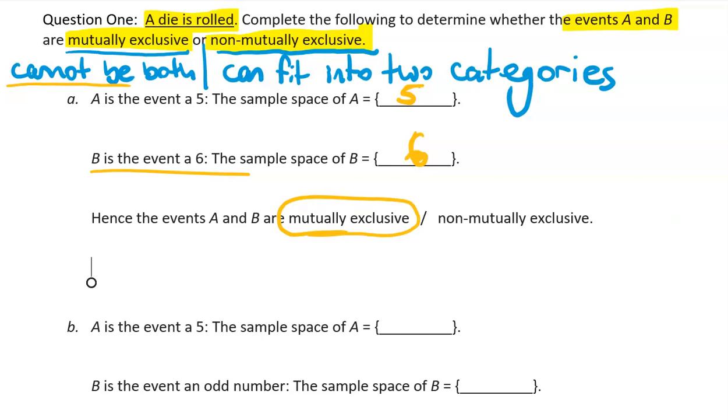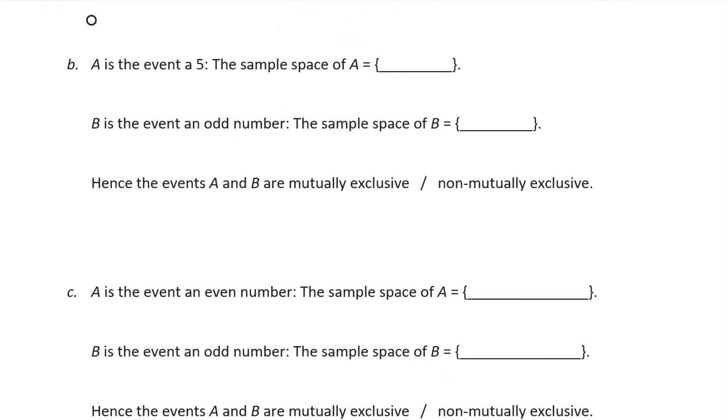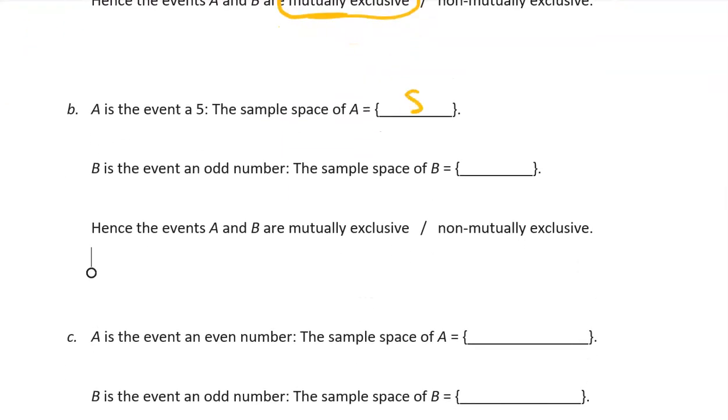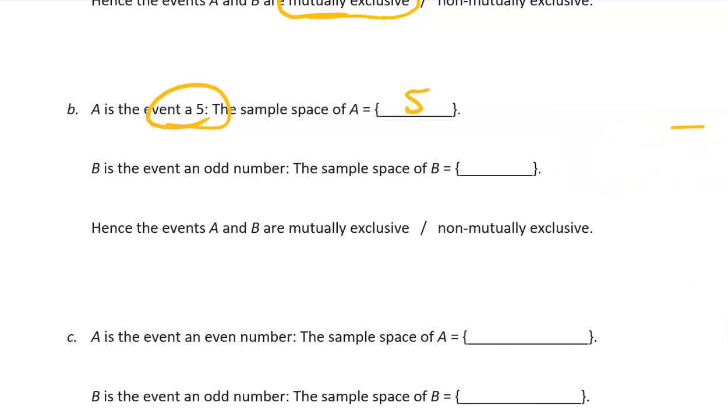All right, the next one says A is the event of a 5 happening. So the sample space again of A is 5 because that's what's happening. B is the event of an odd number. The sample space of B is. Now, I don't know where my odd numbers go to. Actually, yes, I do because we're rolling a die. So we're going up to the number 6. So we've got 1, we've got 3, and we've got 5. They're all the odd numbers on my die. Okay, so that's my sample space. So 1, 3, and 5 is my sample space.